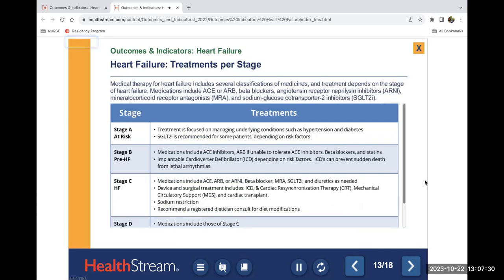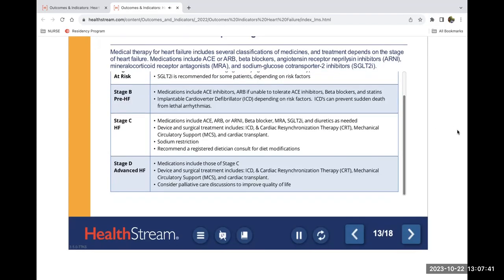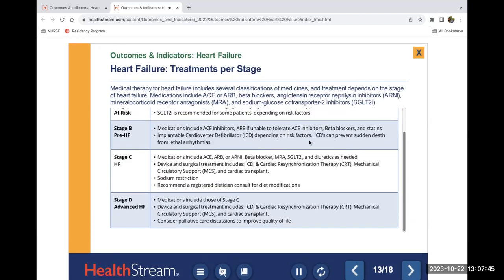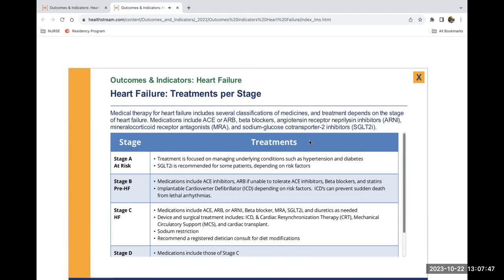Medical therapy for heart failure includes several classifications of medicines, and treatment depends on the stage of heart failure. Medications include ACE or ARB, beta blockers, angiotensin receptor neprilysin inhibitors, ARNI, mineralocorticoid receptor antagonists, MRA, and sodium glucose cotransporter 2 inhibitors, SGLT2I.